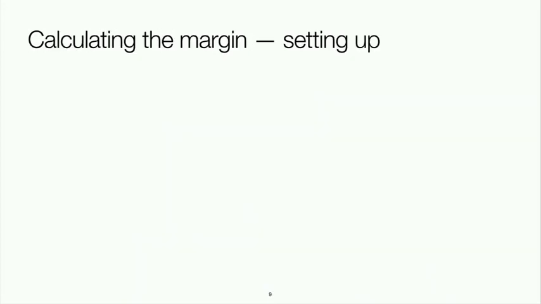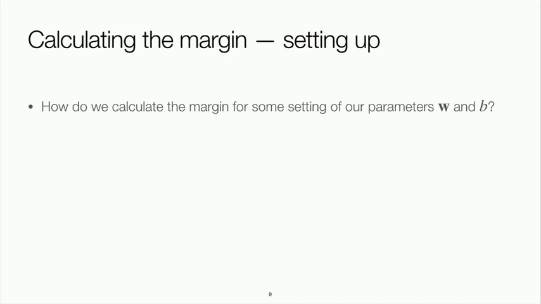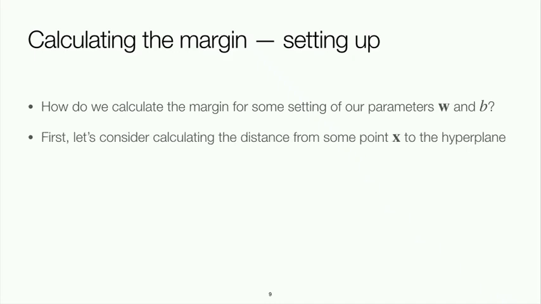Let's actually talk about how we calculate the margin. If I have a particular decision boundary, a particular setting of W and B, how do I actually compute what the margin is for that decision boundary to the closest points? How do we calculate the margin for some setting of our parameters W and B? Let's drop the whole minimum stuff for a second. Let's just consider calculating the distance from some point x to our hyperplane, which is defined as W transpose X plus B equals 0. How do we actually find that distance for any point x, okay?